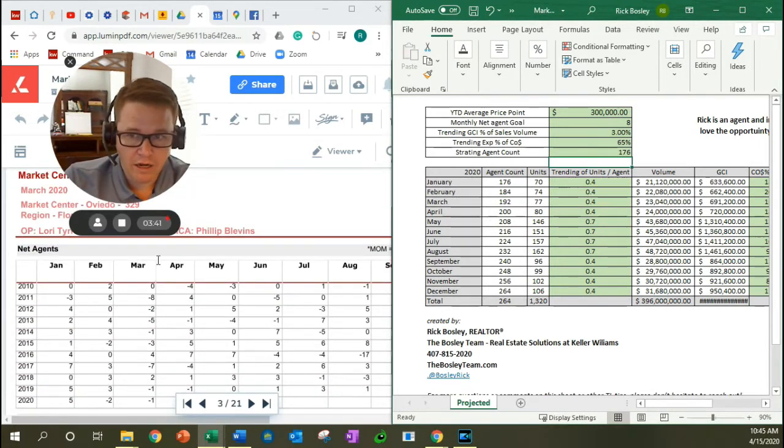Before we do that, let's talk about what is your agent growth. So I use the number 2 for our office. I'm not sure what it is.